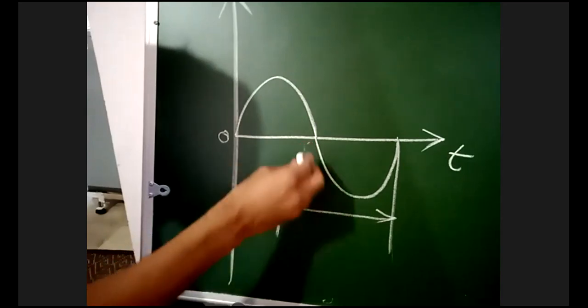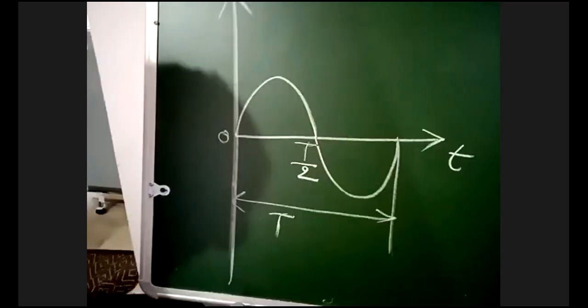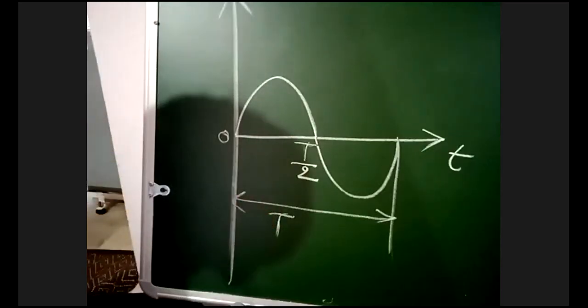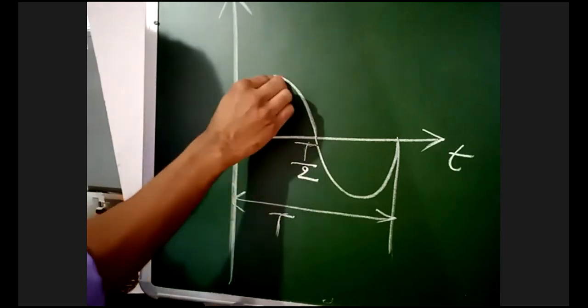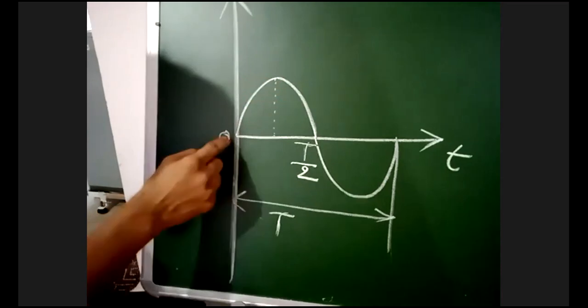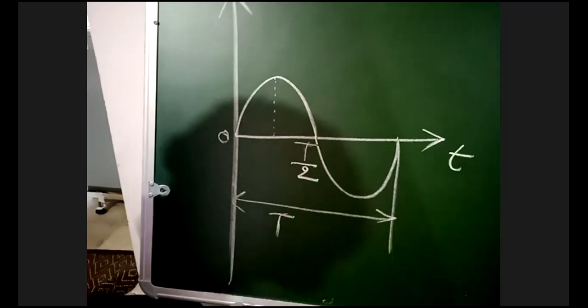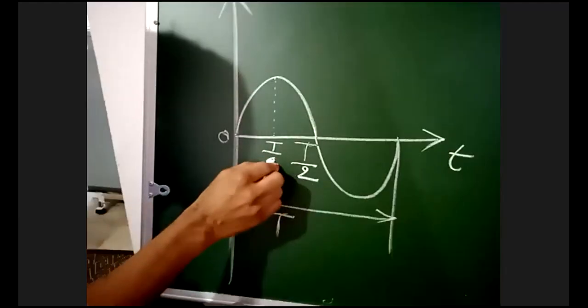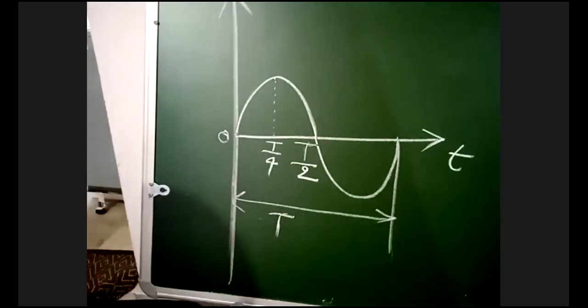What is the half cycle value? Pi, or T by 2. If it is 2 pi, it is pi. If it is T, it is T by 2. What is the value from 0 to here in terms of T? It is T by 4. Okay, this is not voltage, sorry. One second.